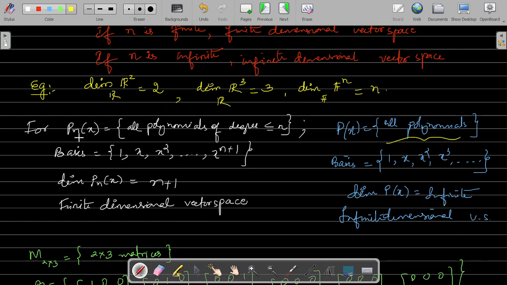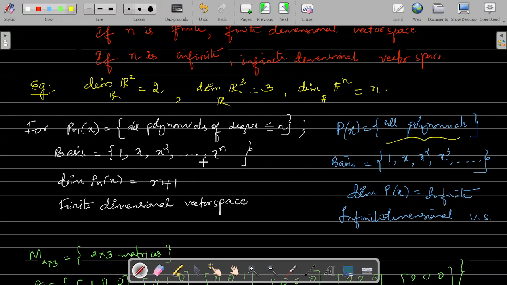Now, if you take Pn of x, it is all polynomials of degree less than or equal to n. In this case, the basis becomes 1, x, x square, and so on up to x to the power n. Total number of elements is equal to n plus 1. Because it is all polynomials of degree less than or equal to n, these many elements must be there in the basis. So basis in the sense, if you take any element of Pn of x, you can write that element as a linear combination of these vectors.